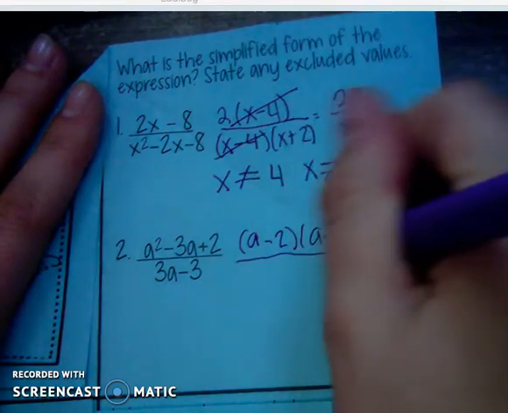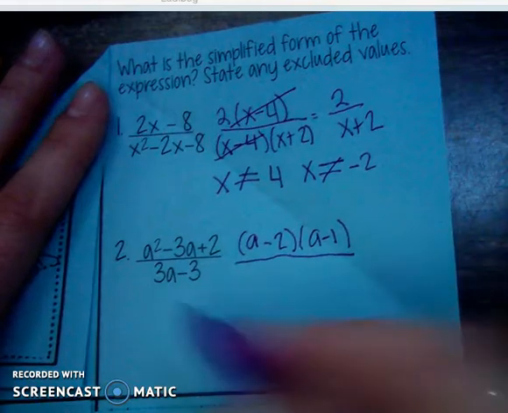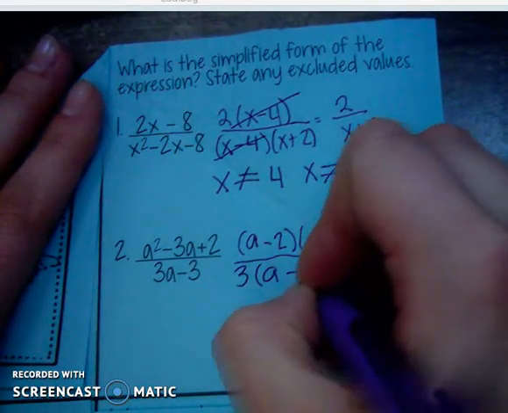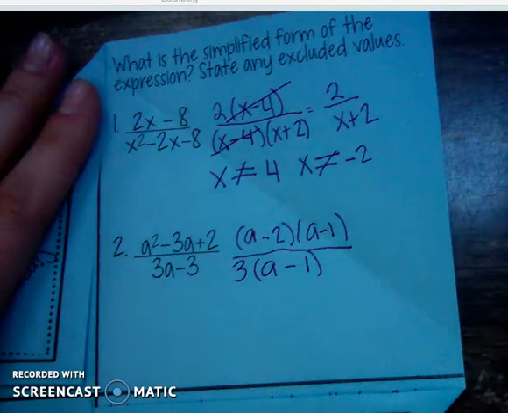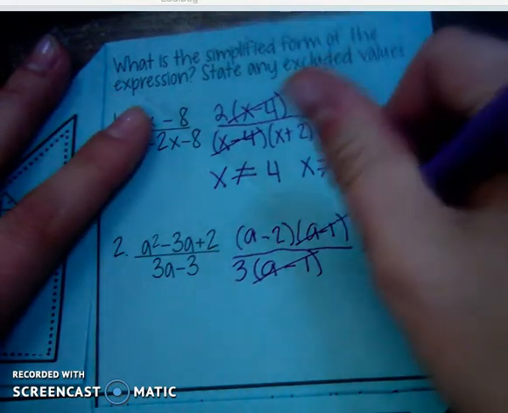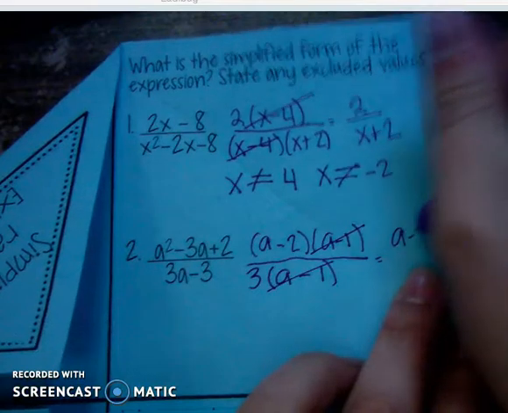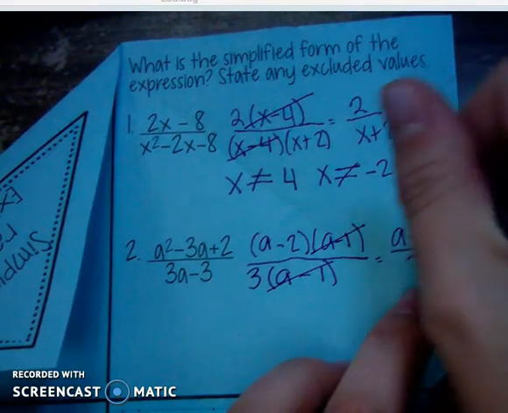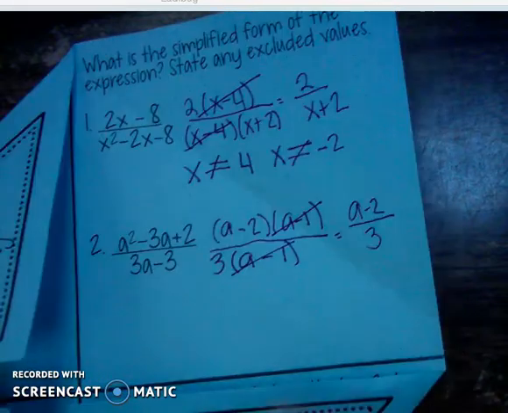And then see if I can pull out a GCF of the bottom. I can pull out a 3. I'm left with a minus 1. Okay? Again, dividing out, I'm left on top with a minus 2, and on bottom, 3. Sorry. Now my excluded values.